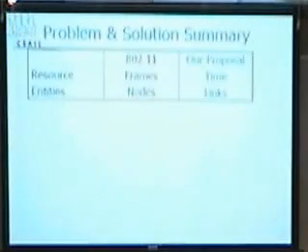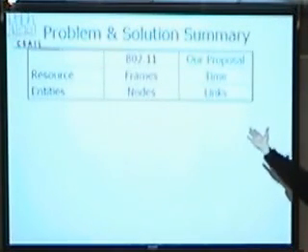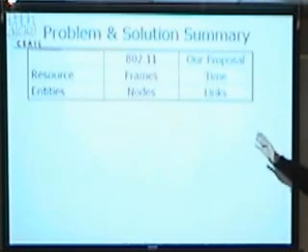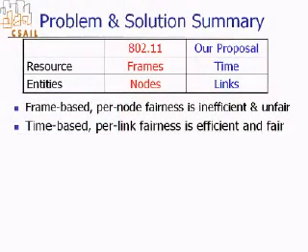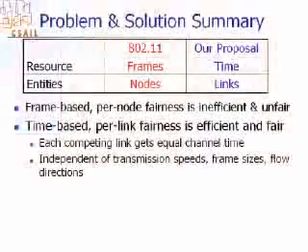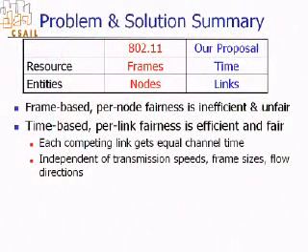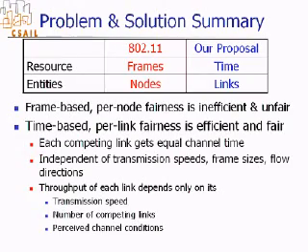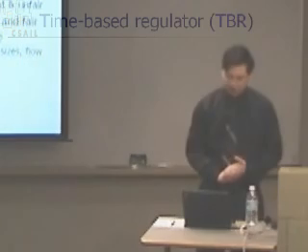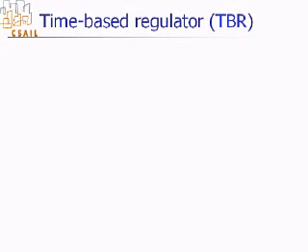Okay. So just to summarize, 802.11 thinks that the shared resource are frames, and the entities that are sharing the shared resource are nodes, rather transmitting nodes. And then our proposal is time-based. Channel occupancy time is the shared resource, and entities are the links, not the node. So time-based per link fairness is efficient and fair, and those are just a summary of what I said before. I won't bore you by repeating.